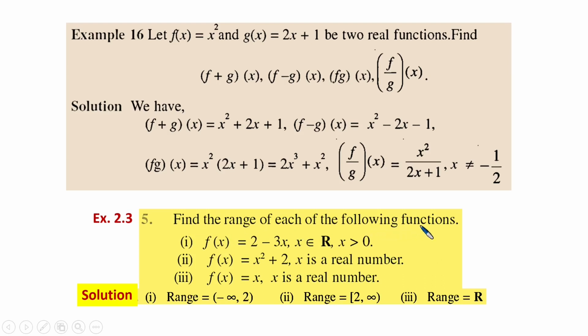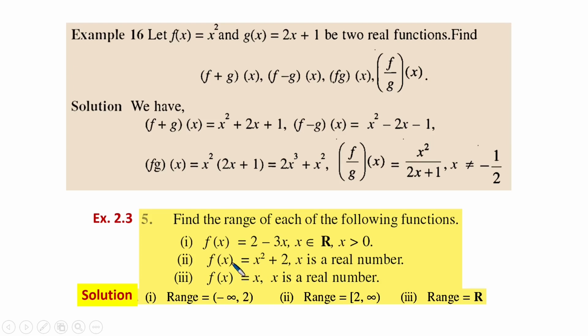There is another trivial example. Find the range of each of the following functions. Suppose you have given function f of x is 2 minus 3x, where x belongs to R and x is greater than 0. What is the range? So here x can go to a very large number, so this will become negative. When x is equal to 0, you have 2. And as x increases, it will start reducing and it will go up to minus infinity, because at very large x, this becomes a very large negative number.